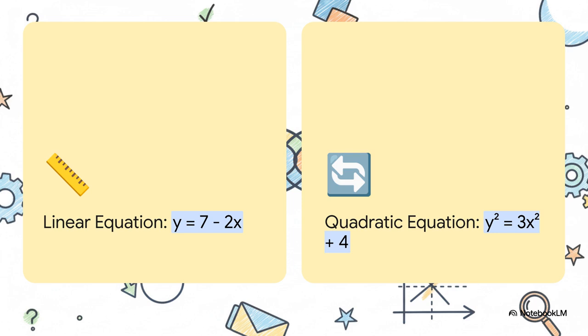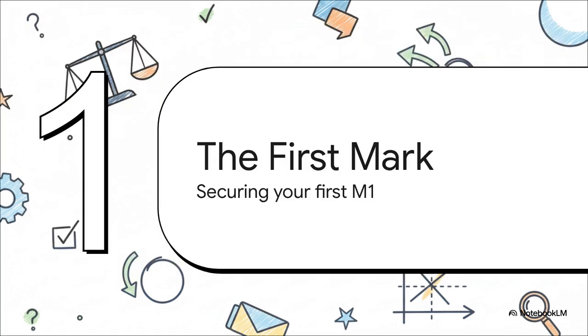But on the right, we've got the quadratic. y squared is 3x squared plus 4. That little squared on the y is the big clue. It tells us we're dealing with something curvy. Our job? To find the x and y values that work for both of these equations. So where on earth do we begin?